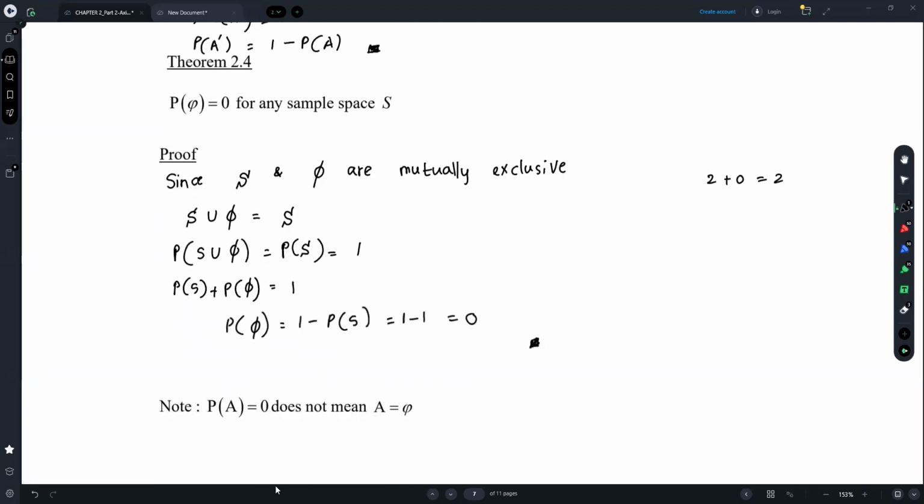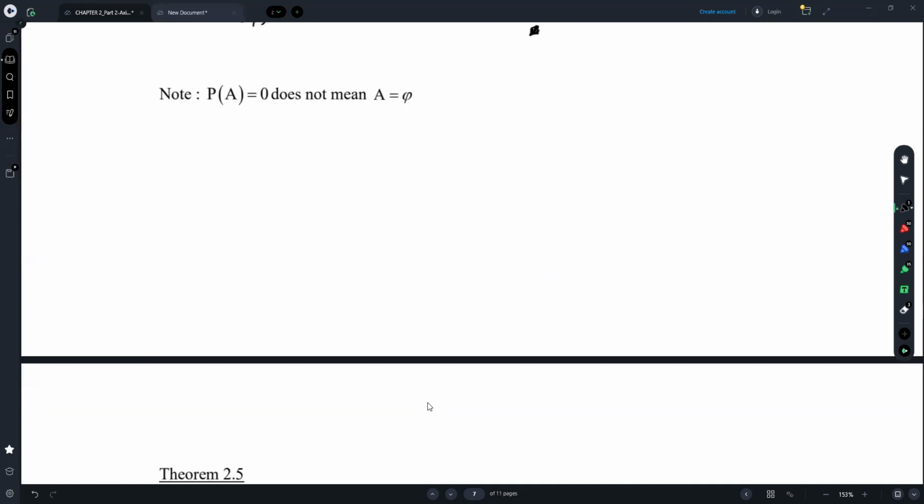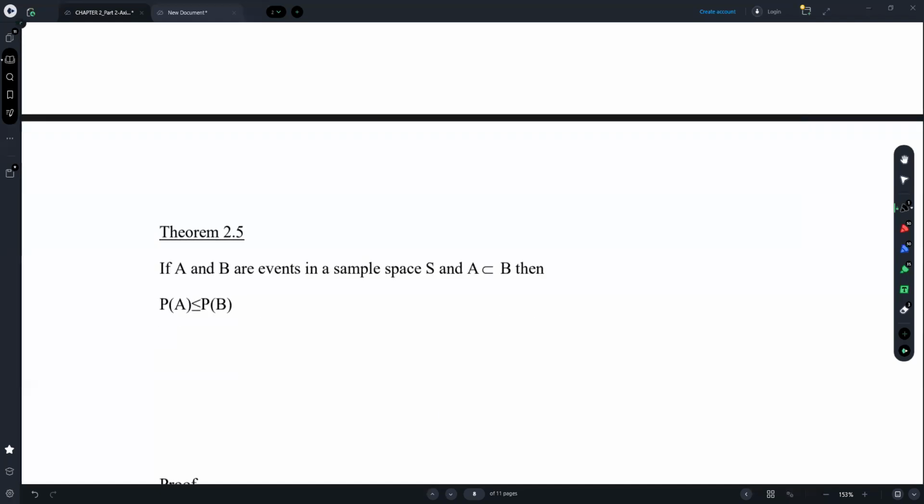And remember, the probability of A being 0 does not mean that A is always empty, right? You'll see that later when you do calculations, right? So keep that in mind as a note: having the probability 0 for an event does not mean that it's always empty. So here's the next theorem. If you have two events A and B in the sample space, you can write it as A is contained in B, like this, right?